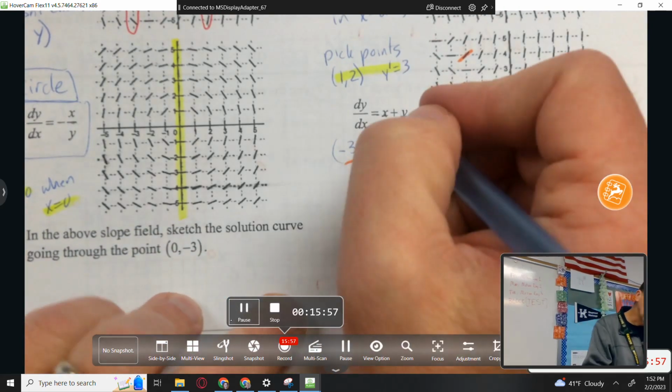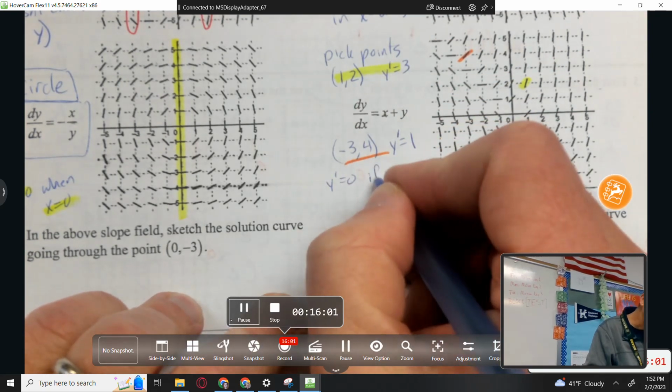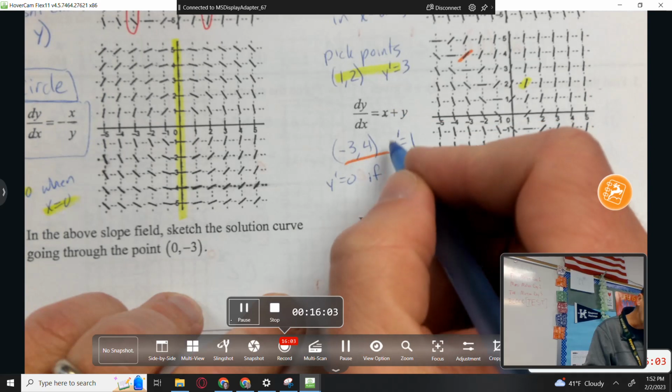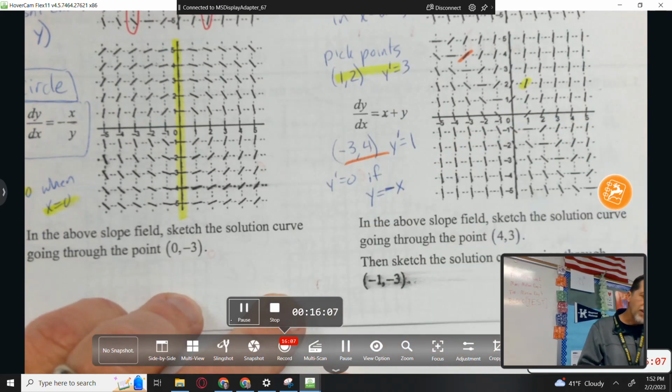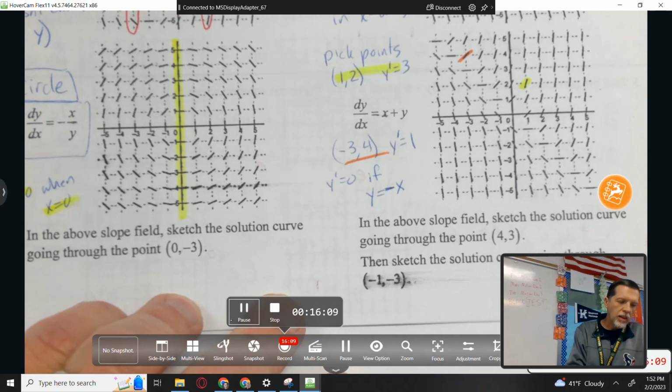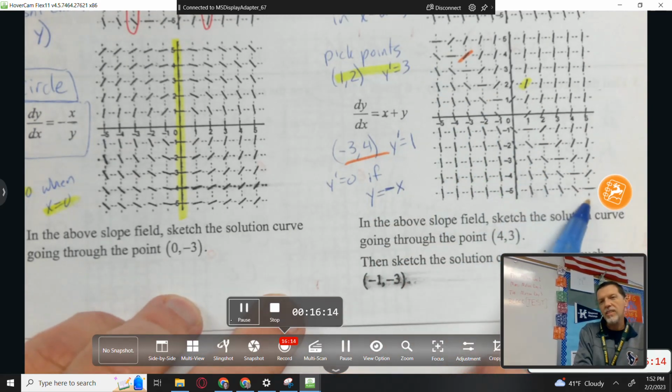You can still do the 0 thing here. y prime equals 0 if, it's a little bit weird, if y equals -x. And that's a little bit harder to see, but yeah, when y equals -x, there's a 0 slope.